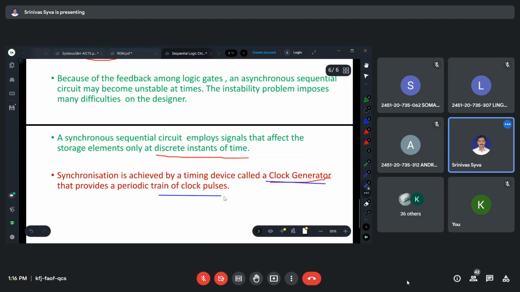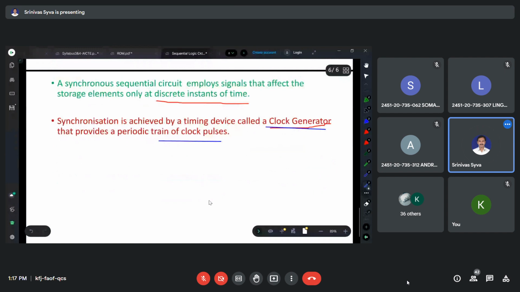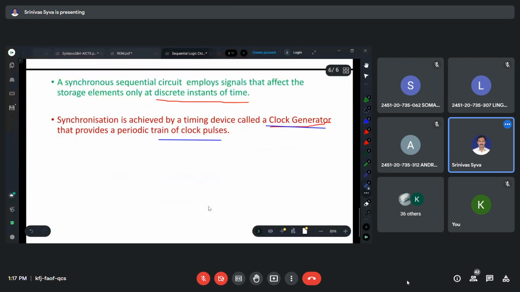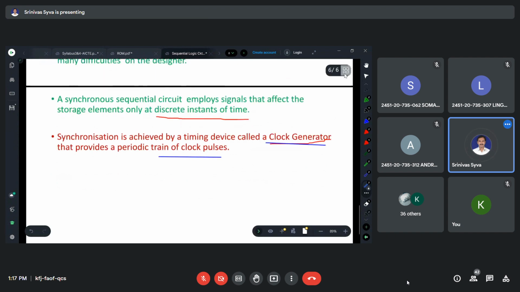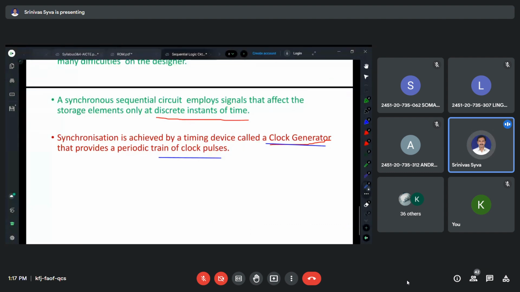Next, we will see what the storage elements are. We will see the storage elements.